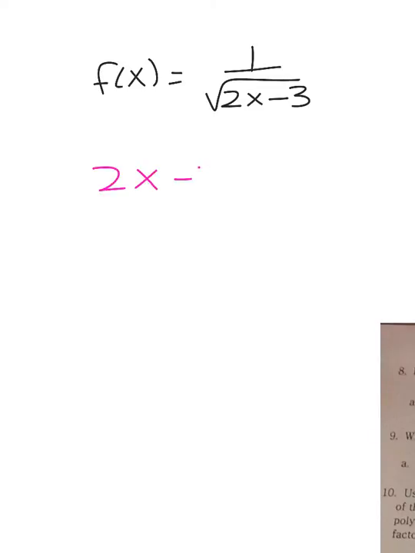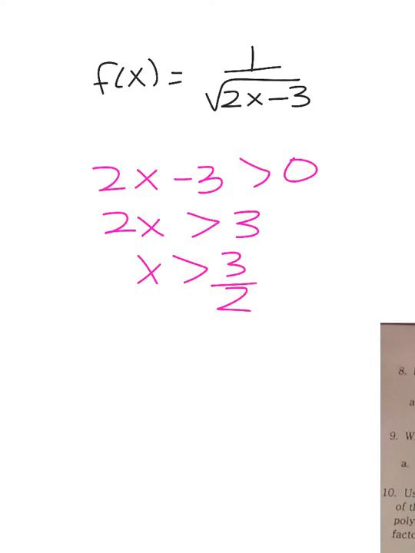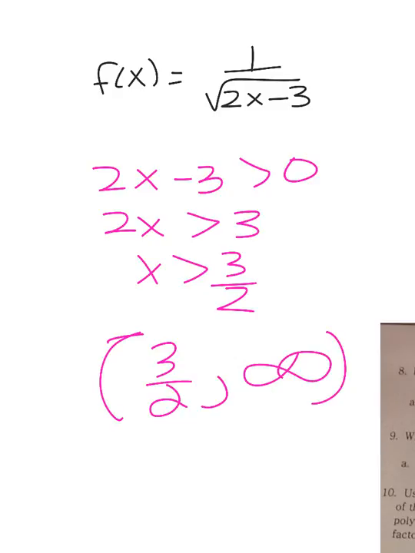So that's f of x is equal to 1 over the square root of 2x minus 3. So now I have two things going on. I have a square root, and so your square root has to be positive. Now it can't be 0 because you can't have 0 in the denominator. So it has to just be greater than 0. So we have 2x is greater than 3. x is greater than 3 halves. So it's from 3 halves, in parentheses, to positive infinity.